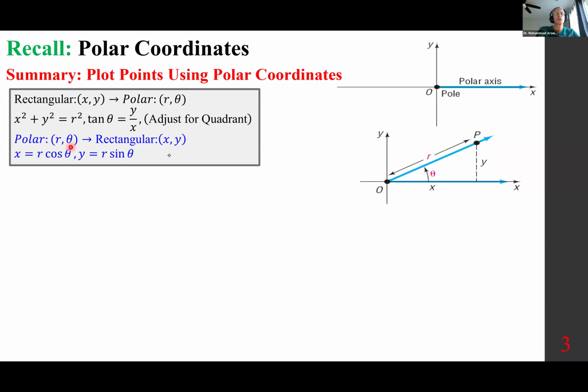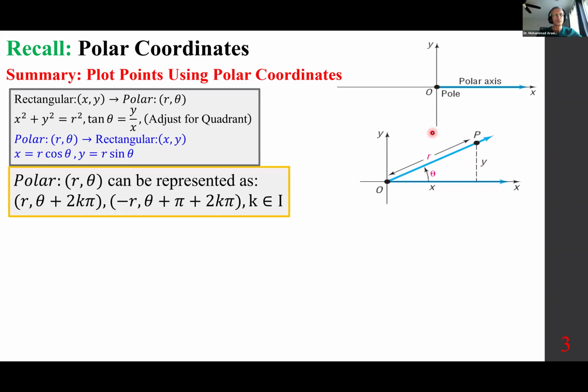Polar, which is r comma theta, to rectangular, x comma y: x is r cosine theta, y is r sine theta. Think about this: sine of theta is y over r, cosine of theta is x over r. Polar is not unique. A point with polar coordinates r comma theta can be represented as r comma theta plus 2k pi, or if you want to change the r to negative, you add odd multiples of pi: negative r comma theta plus pi plus 2k pi. And of course, k is an integer.